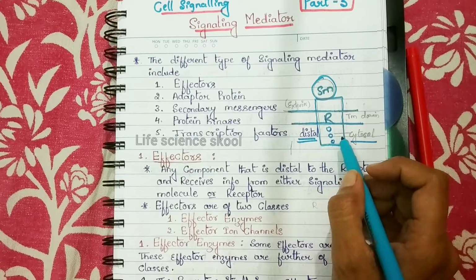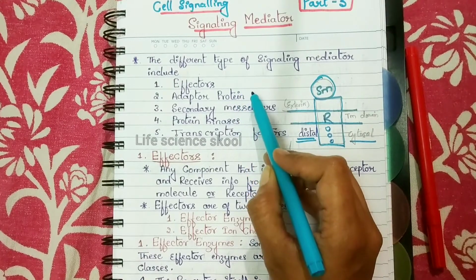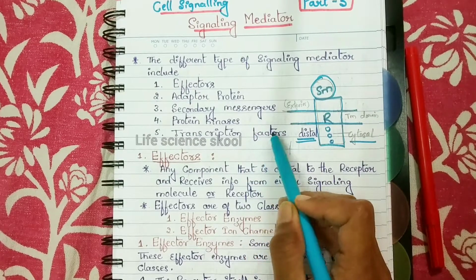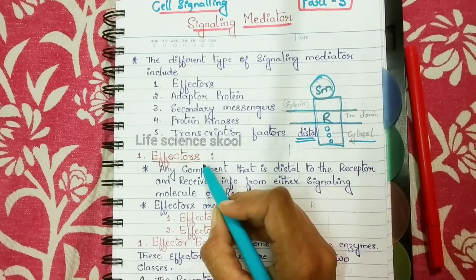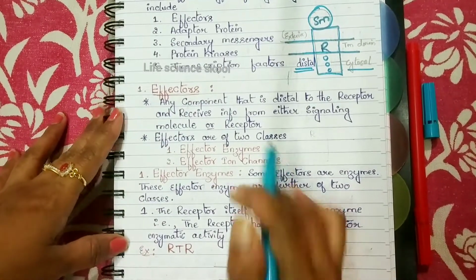information. So what are those signaling mediators? There are five types of signaling mediators: effectors, adapter proteins, secondary messengers, protein kinases, and transcription factors. We will see them one by one. First we will start with effectors. What are these effectors? We will first start with the definition.